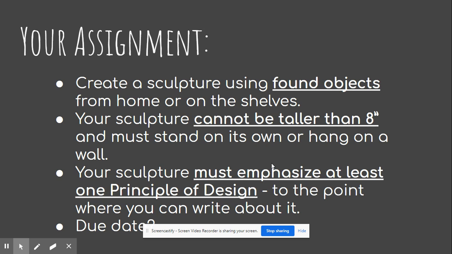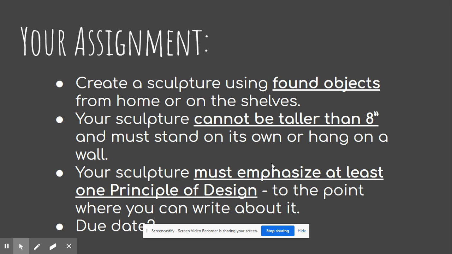Your sculpture cannot be taller than 8 inches. So that's pretty small. You're making a very small sculpture here, a small representation of what you're choosing to do. It must stand on its own or hang on a wall. And I'm going to add too that it could hang from a ceiling if you wanted it to. But if it's something that won't stand up on its own, then you need to make a stand for it so that it will stand up on its own.